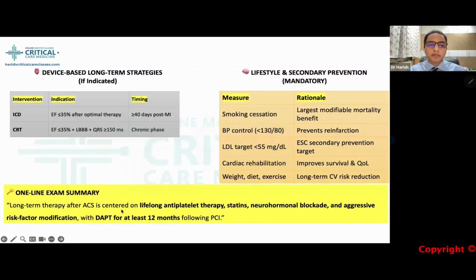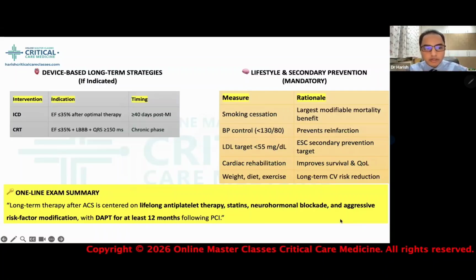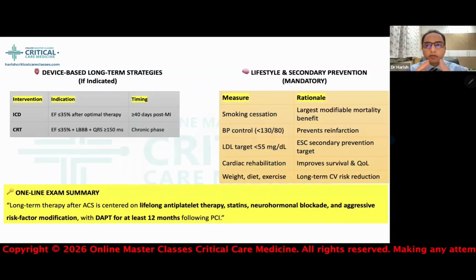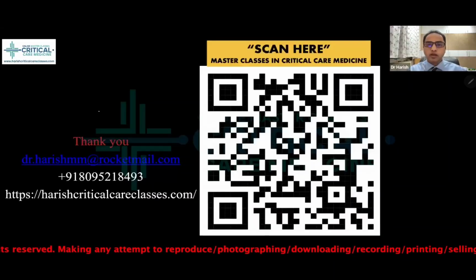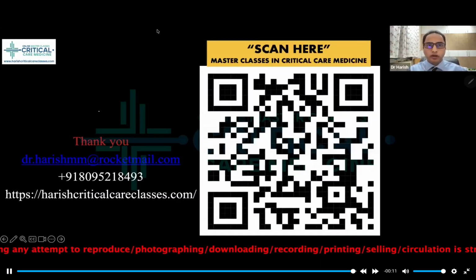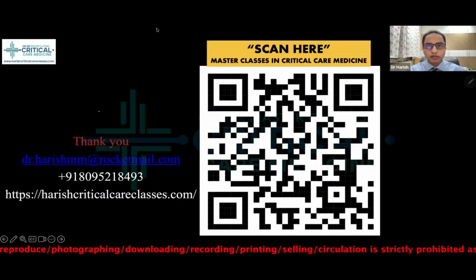So long-term therapy after ACS is centered on lifelong antiplatelet therapy, statin, neurohormonal blockade, and aggressive risk factor modification, with dual antiplatelet therapy for at least 12 months following PCI. So that is a patient who had lots of complications with a severe anteroseptal MI. We'll come back with many more cases.